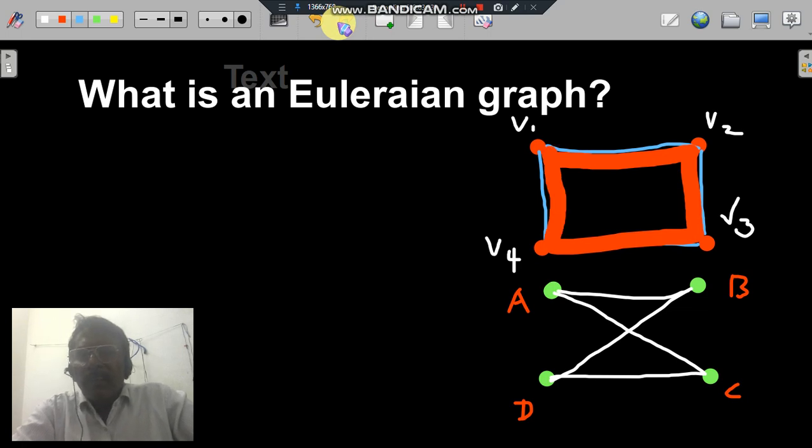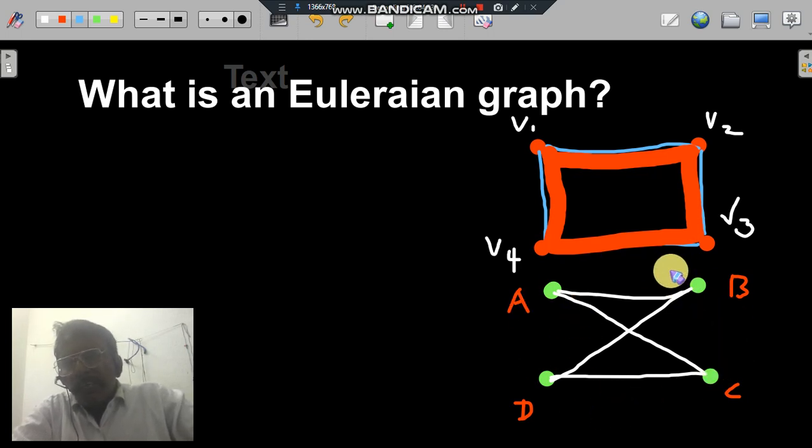This is a cycle. You note what type of cycle is this? In this cycle, each edge of the graph, this edge, this edge, this edge and this edge, comes only one time. Have you noted that? So this is a cycle in which each edge comes only once. Am I correct? Now look at the other graph.